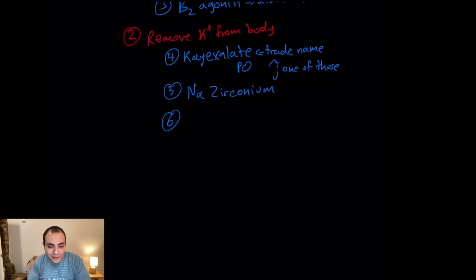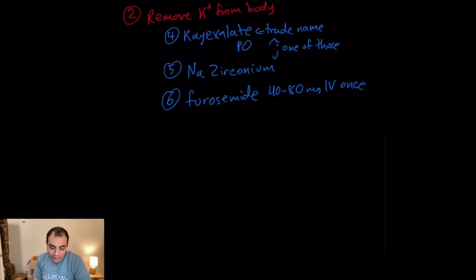on the kidney. Okay. So usually furosemide is the treatment of choice here, and you can give 40. I usually give, you can give either 40 or 80 milligrams IV once. Okay. And this will promote. Now, if everything fails, what's the final measure that will work to remove the potassium from the body?